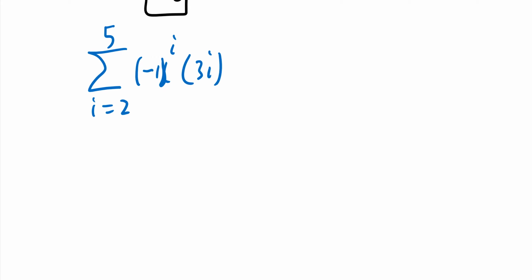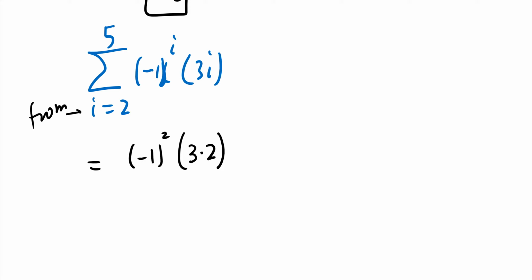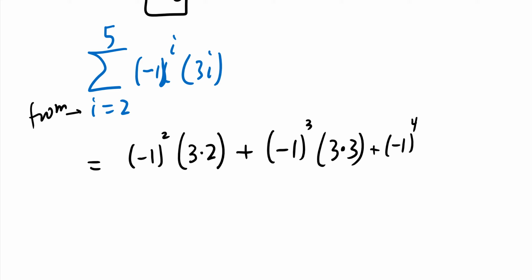We substitute i equals 2 first: negative 1 squared, 3 times 2. That's the first one, because i equals 2 is where it starts. Then we take i equals 3: negative 1 to the third, 3 times 3. Take i equals 4: negative 1 to the fourth, 3 times 4. Take i equals 5: negative 1 to the fifth, 3 times 5.